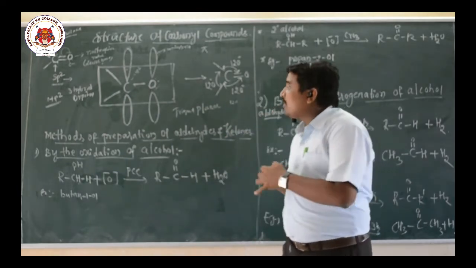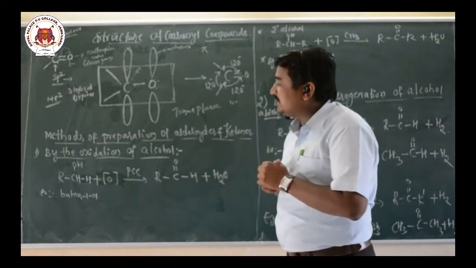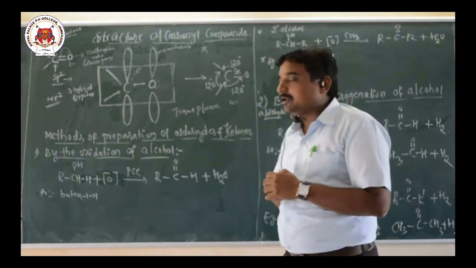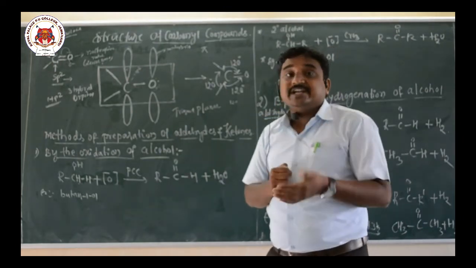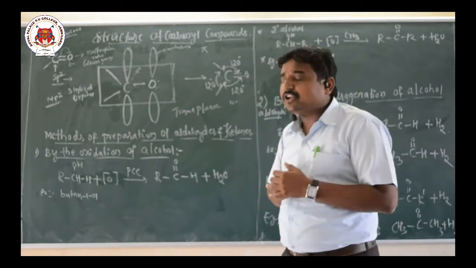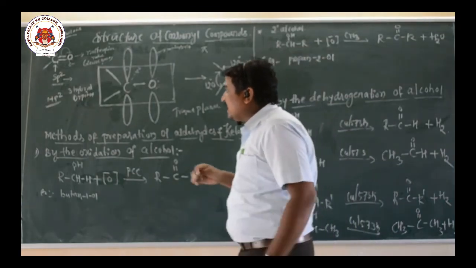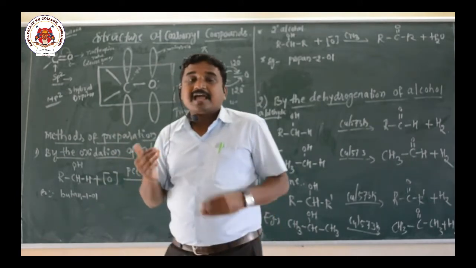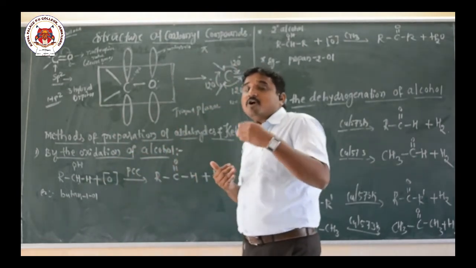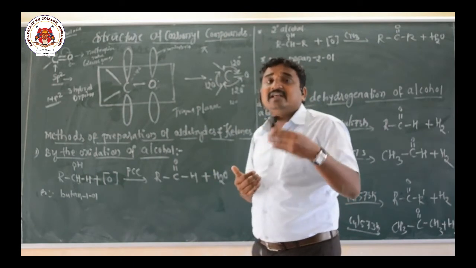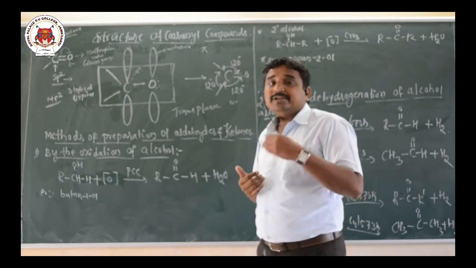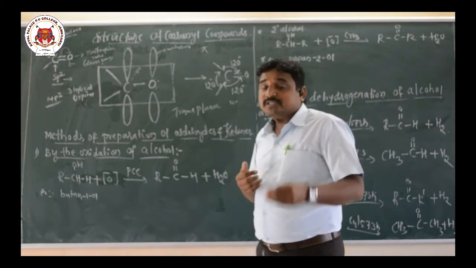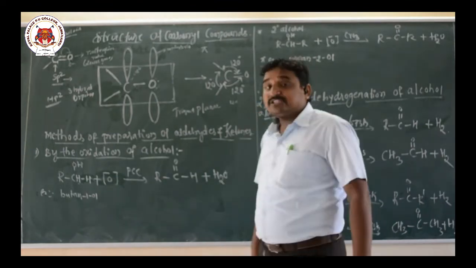Now the first method of preparation of aldehydes and ketones is by the oxidation of alcohol. Oxidation means addition of an oxygen atom. Here I have taken the alcohol, primary or secondary alcohol. Primary and secondary alcohols undergo oxidation, that gives aldehydes and ketones, by using PCC, pyridinium chlorochromate, or chromic oxide, CrO3, anhydrous chromic oxide.